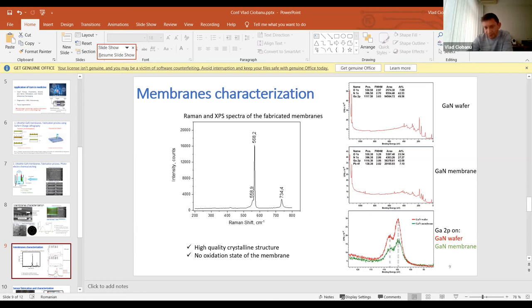There is also a high concentration of oxygen, around 23%. However, it's not related to the oxidation of gallium. It represents only contamination from hydroxyl groups, as the sample was dipped into a water solution.